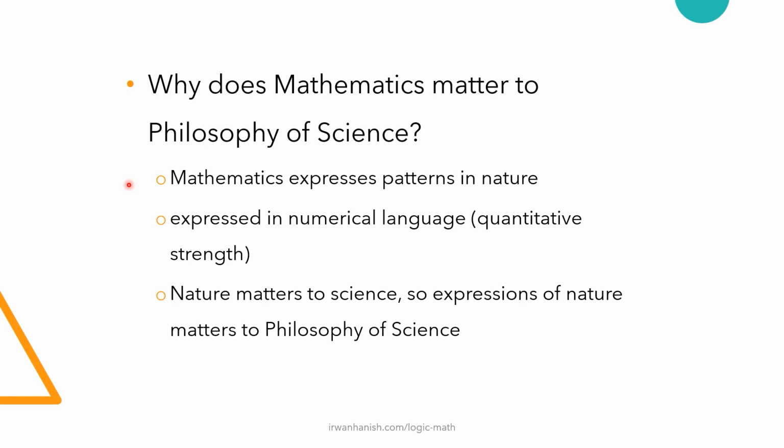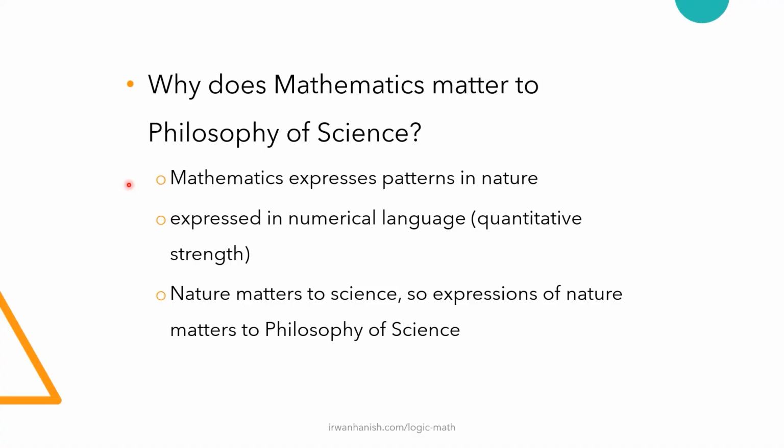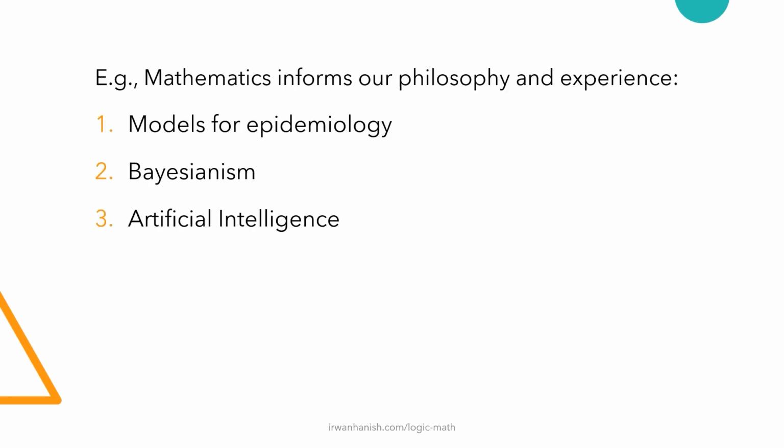Just think about the accuracies required to launch a rocket or to sequence a genome. We become that powerful partially because we have that numerical strength. And of course, since nature matters to science, the expressions of nature inevitably matter to the philosophy of science. For example, mathematics informs our philosophical decisions about science and the experience of nature. In microbiology, we use mathematical models to understand epidemiology, to understand how diseases like COVID-19 spread, for example.